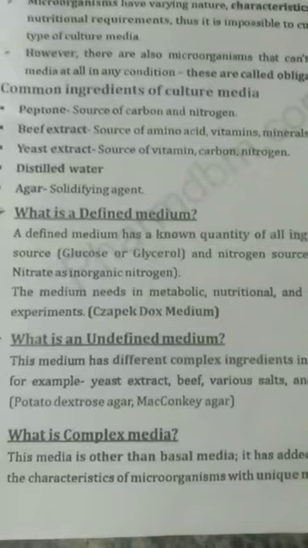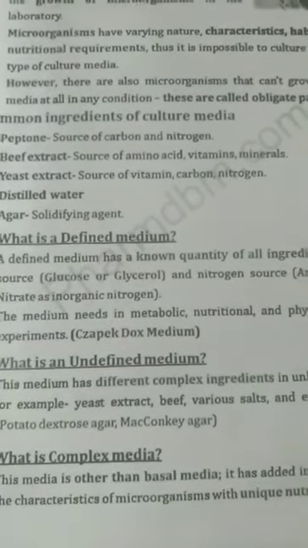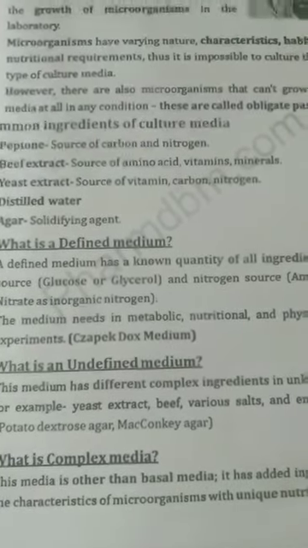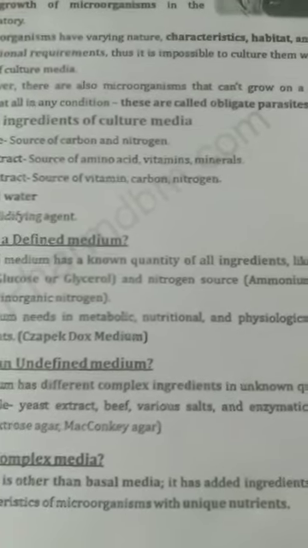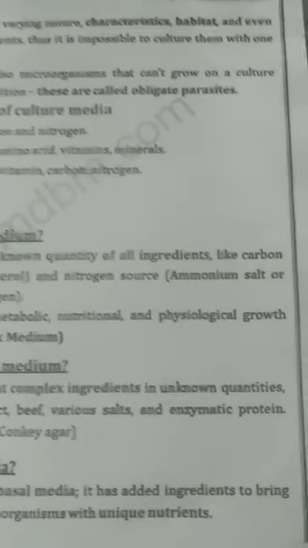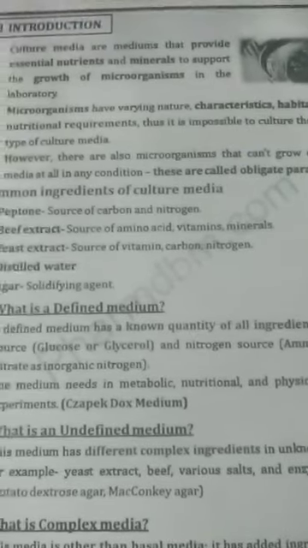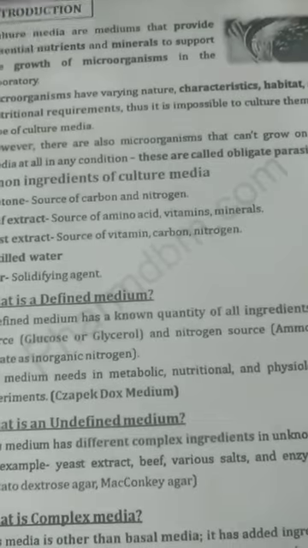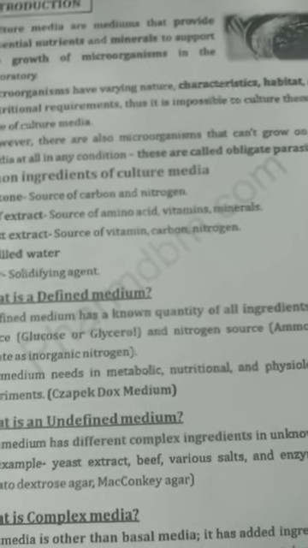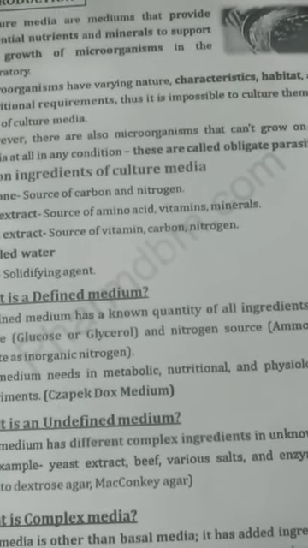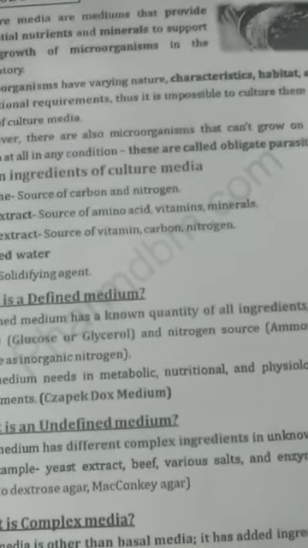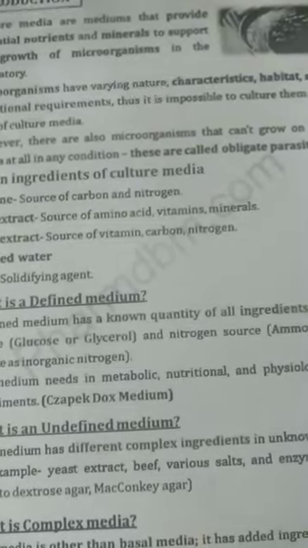What is complex media? Complex media is nothing but media other than basal media. It has added ingredients to bring out the characteristics of microorganisms with unique nutrients. Types of culture media based on consistency of physical state. There are three types of classification. First one is solid medium, second one is semi-solid medium, third one is liquid medium.